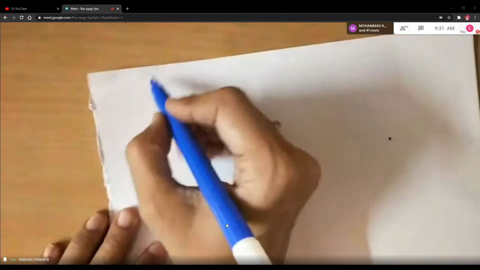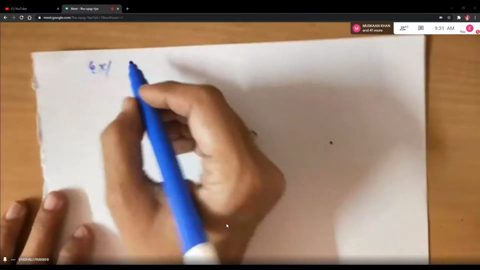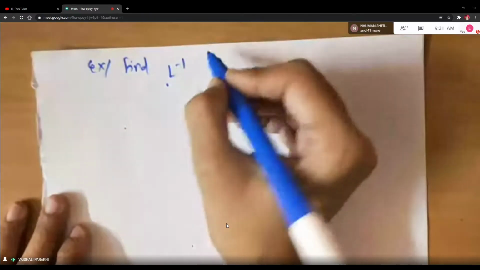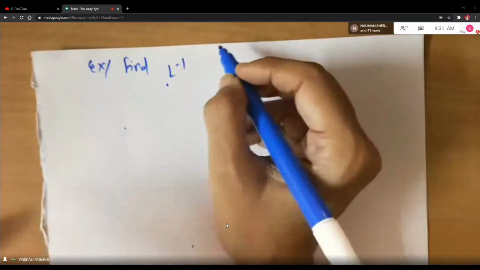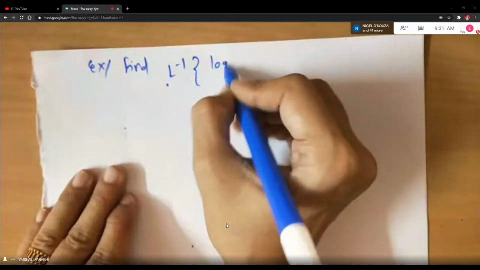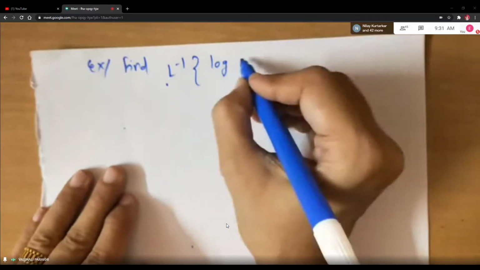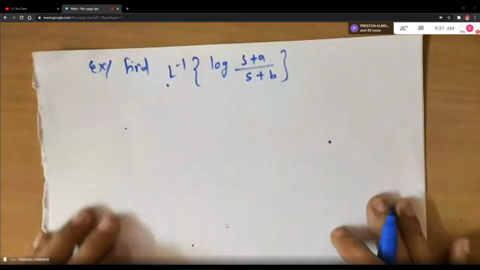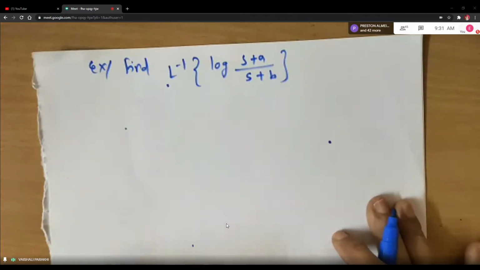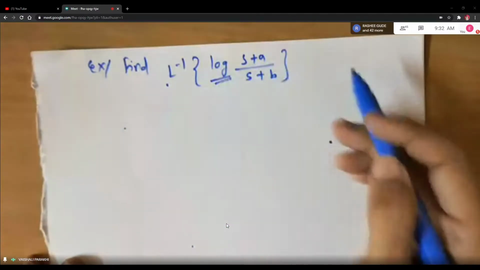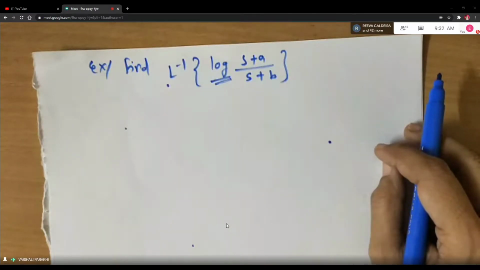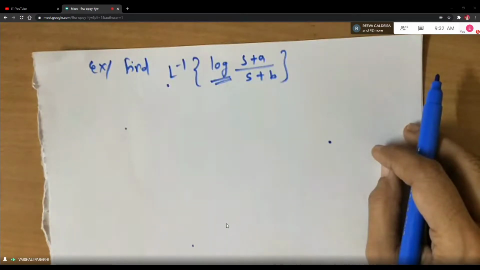Okay. So suppose the question is like this. Find L inverse of log of (s plus a) divided by (s plus b). Now when such a type of problem you get in the exam, then what do you observe? You will observe that there is a log function, right? Now when there is a log function, you have to remember this formula, that is the inverse of derivative formula.